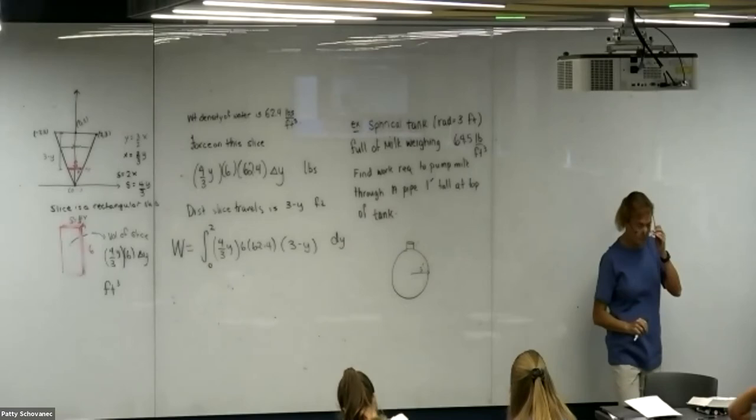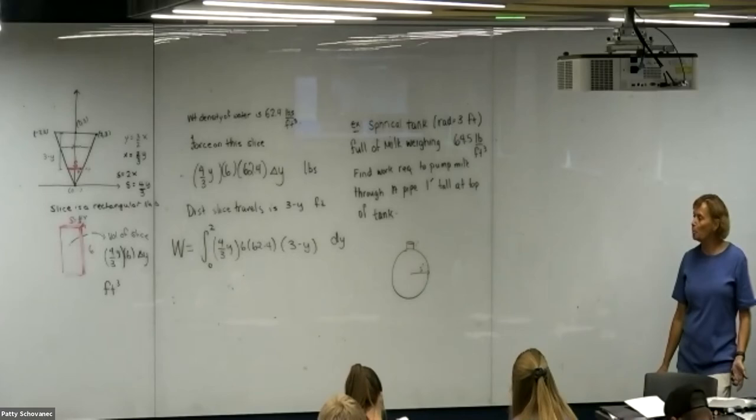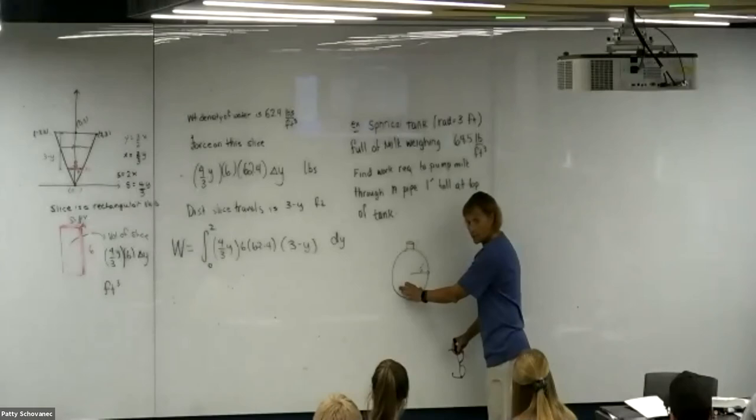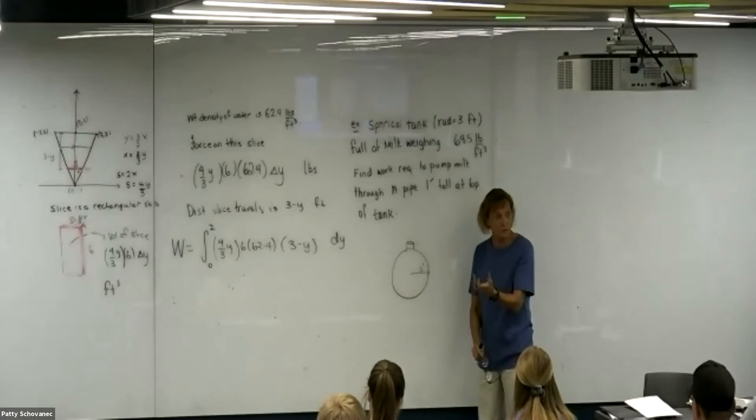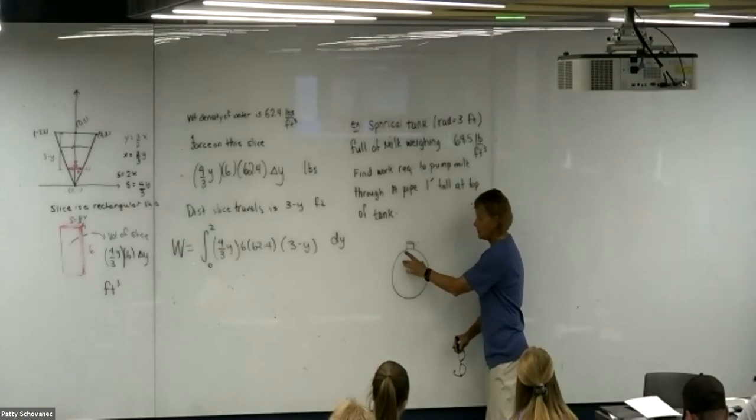So I need to put this on a grid in such a way that if I were to make a slice of this liquid and pull out the slice, what would a slice of liquid look like? A circular disk. But the radius of that circle varies. It's going to be small here, 3 feet here, get smaller and smaller and smaller. And we're ignoring the shape of this so that we don't have to do two different intervals.